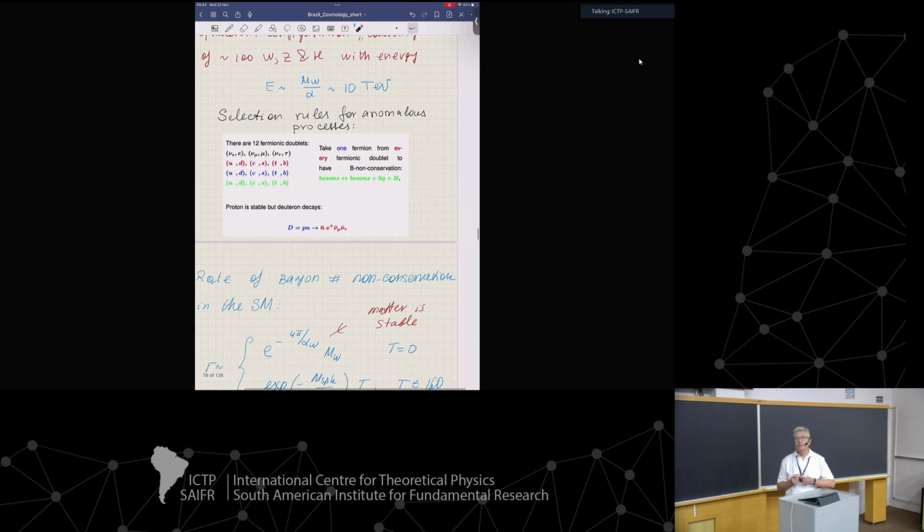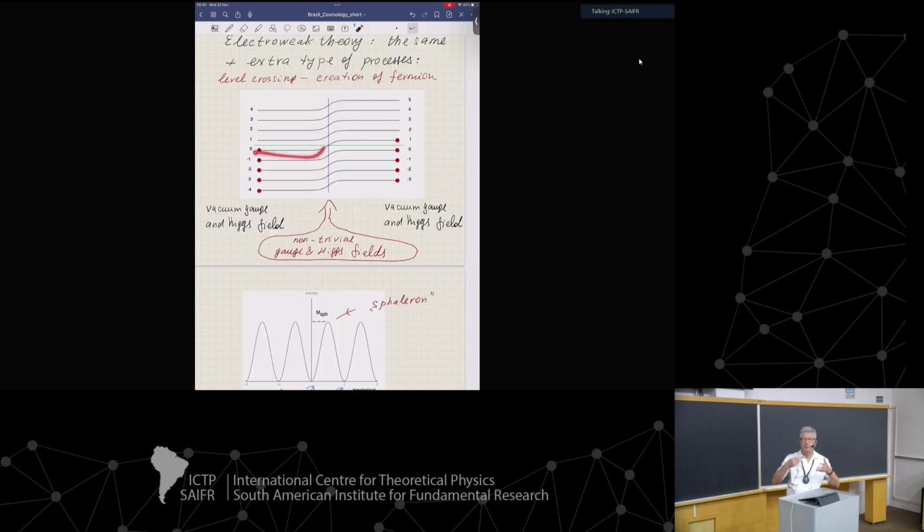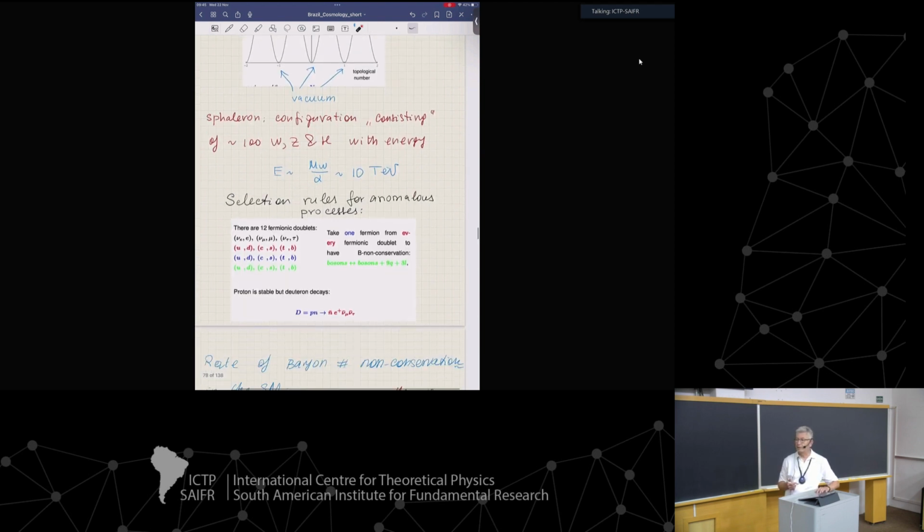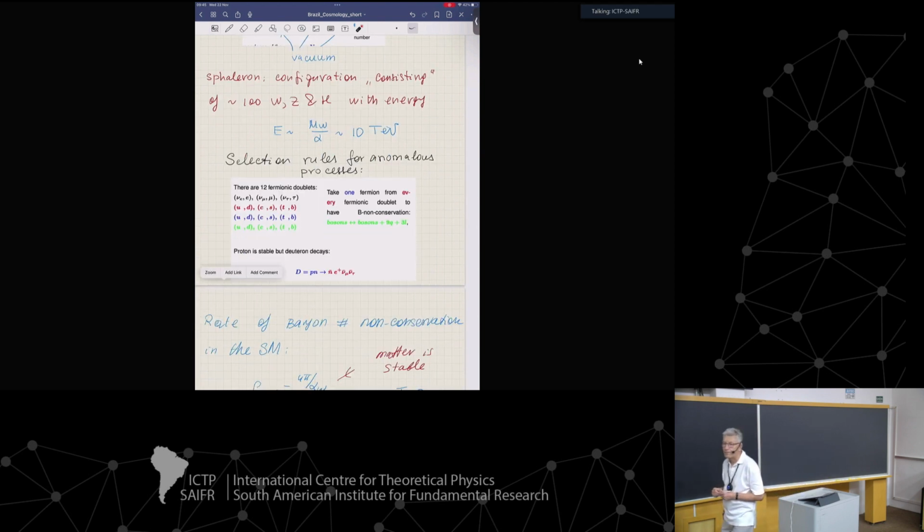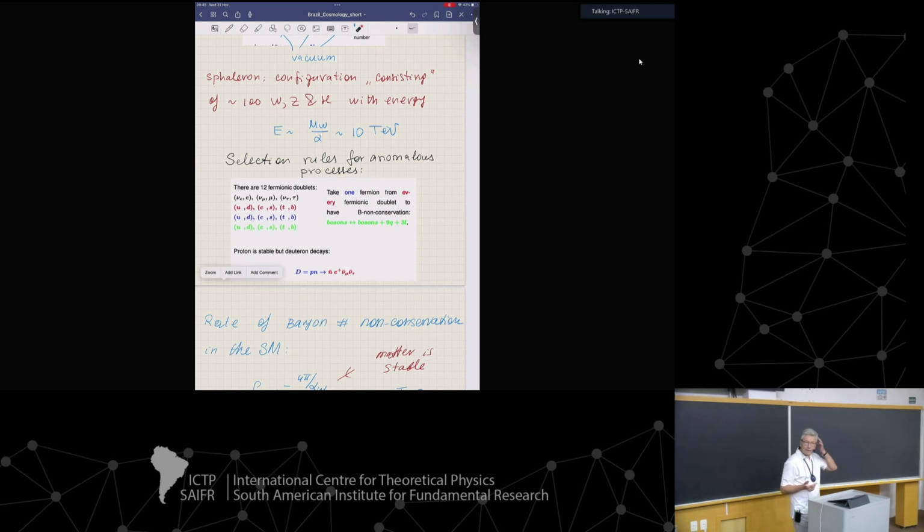The selection rules for this process in the Standard Model are kind of peculiar. You have 12 fermion doublets in the Standard Model. You have to account for color there. And you have to take one fermion from every fermionic doublet for this to happen. So when you change the gauge field, etc., this picture happens with every fermionic doublet. So this process creates 12 particles in total. Okay. The proton is stable because it contains just 3 quarks.